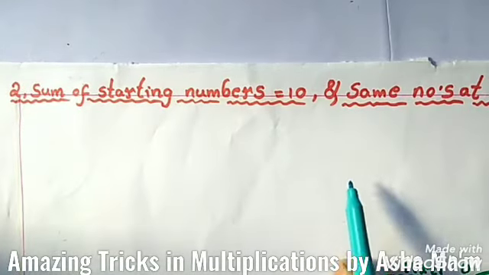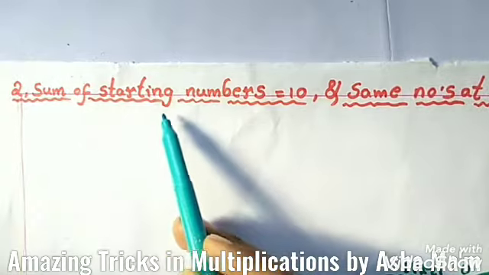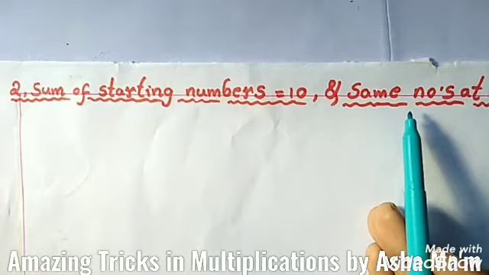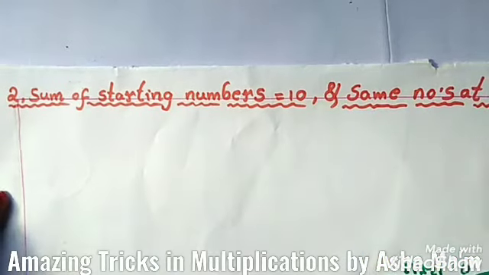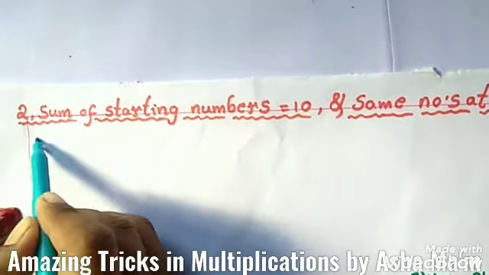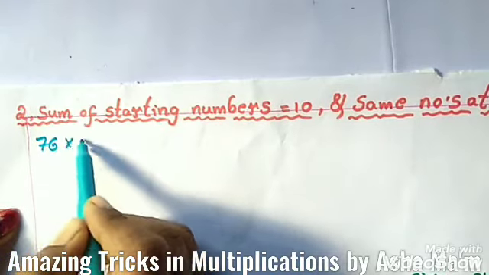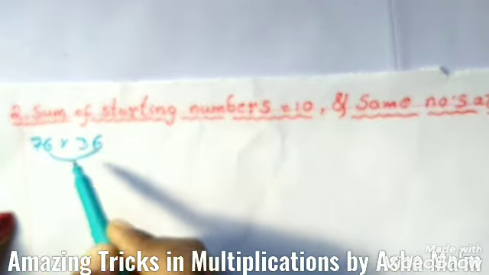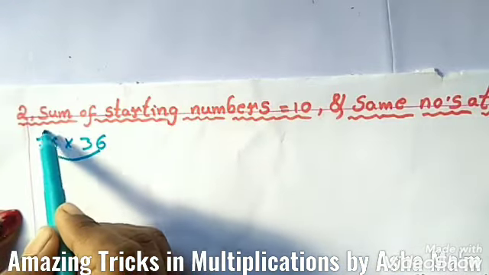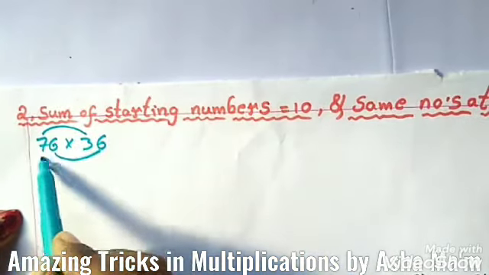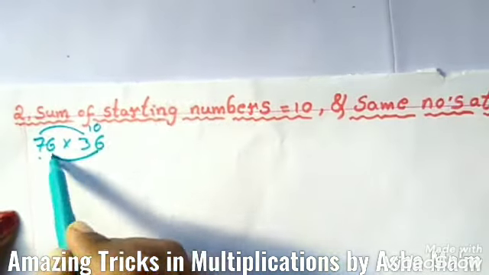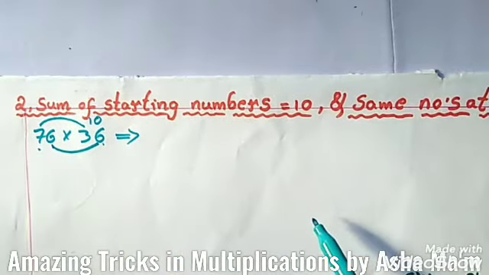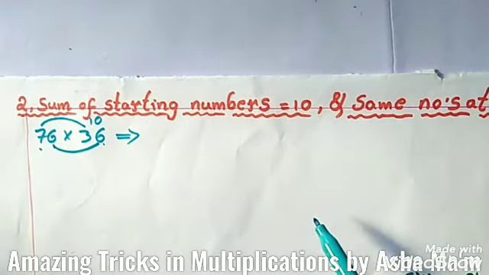Let us see trick number 2. Second case, if the sum of starting numbers is 10 and the same numbers at units place. That means, if you see the example, I'm going to write here, for suppose 76 into 36. These are the units place numbers. Units place numbers are the same here. If you add the starting numbers, the sum must be 10 and these two must be the same. For this type of multiplications, what is the trick you have to follow?